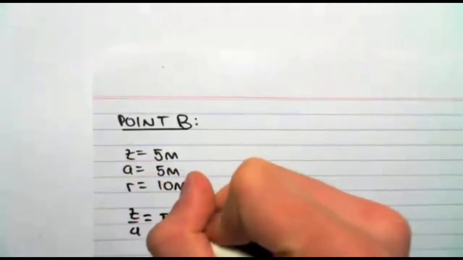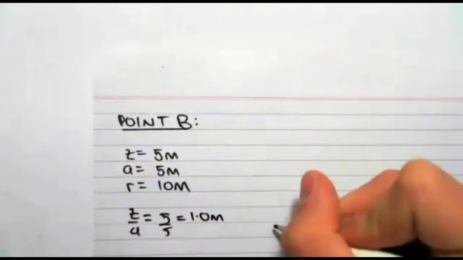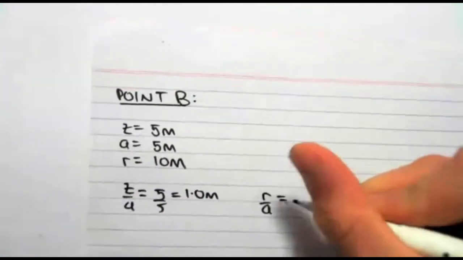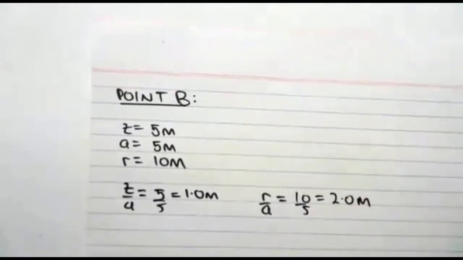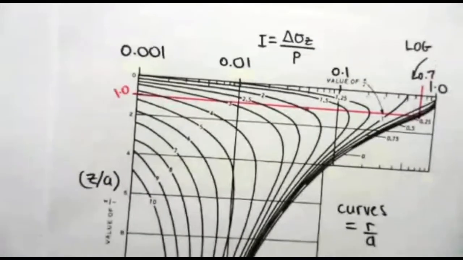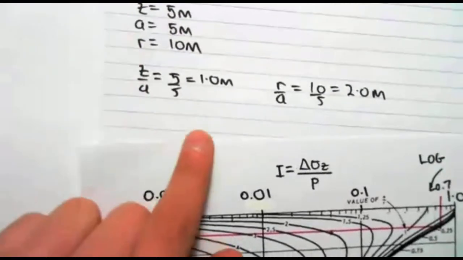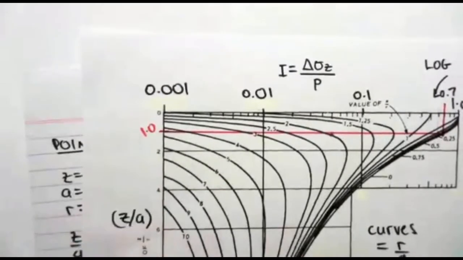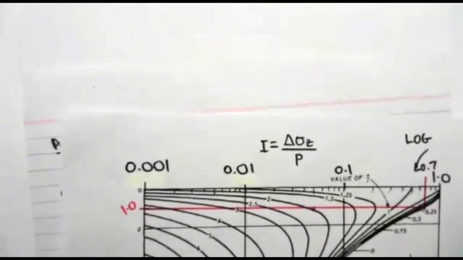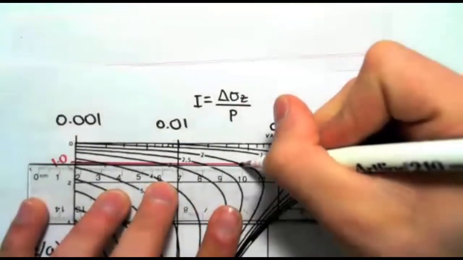So we can find our critical values, which are Z on A, which will equal 5 on 5, which equals 1.0. So that's not changing. And then we can also find R on A, which is our other important value, which is 10 on 5, which is 2.0. We would then, just like before, come to our graph, this influence factor graph. So now we're at 1.0 and 2. So we come across, so Z on A is 1 and R on A is 2. So we're still at 1, and now we'd look for the value 2, which is there.